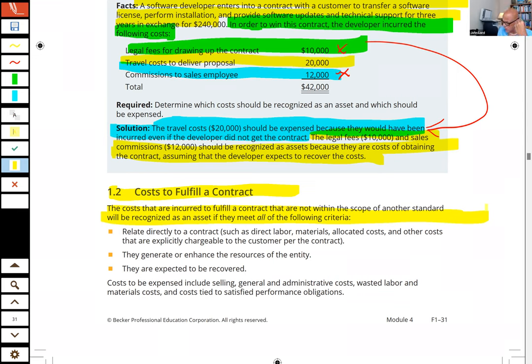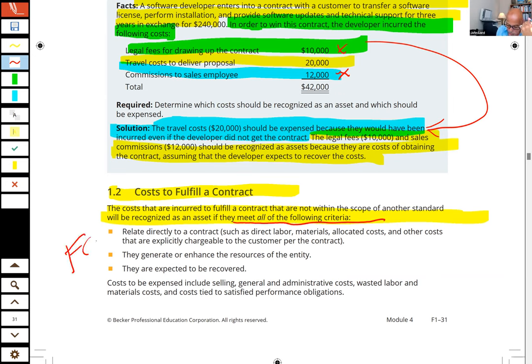So what happens? Accounting standards say that if something has future economic benefit, it should be capitalized, right? So we don't really need to look to these rules for that. But if it's something that wouldn't fall under another accounting standard, we would look to these rules, and we must meet all of these criteria in order to capitalize that.